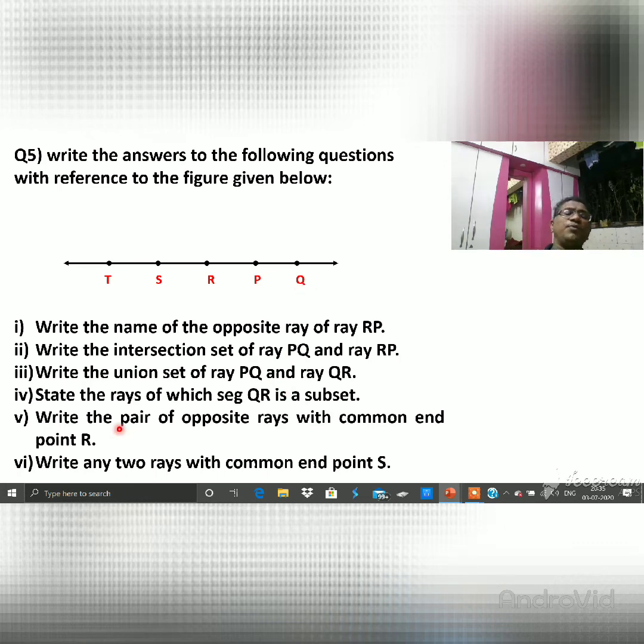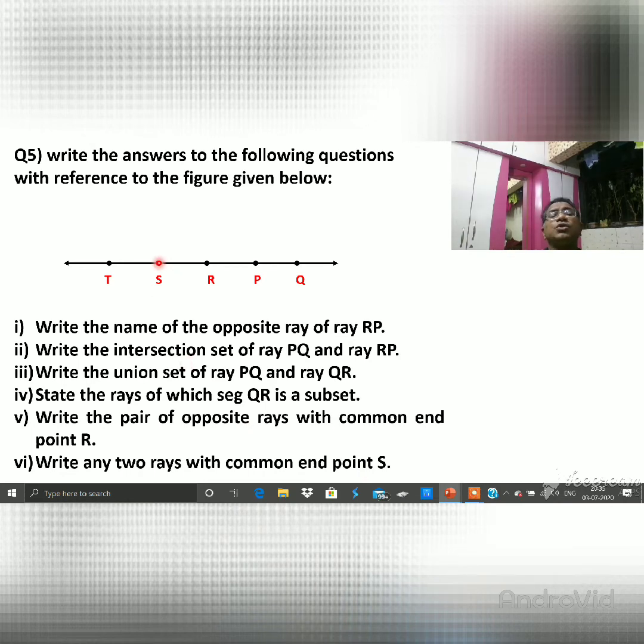Then another problem is to write the pair of opposite rays with common endpoint R. The endpoint R means started from R. So opposite rays RP and RS, then opposite rays RQ and RT. Such a way you write. Then write any two rays with common endpoint S. So you start from S.